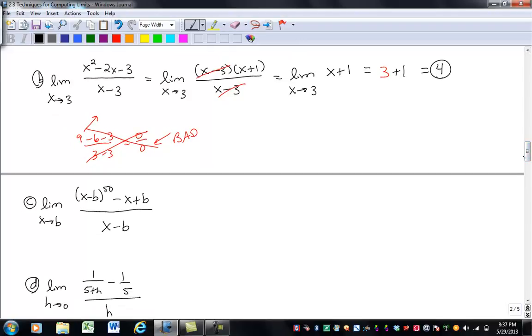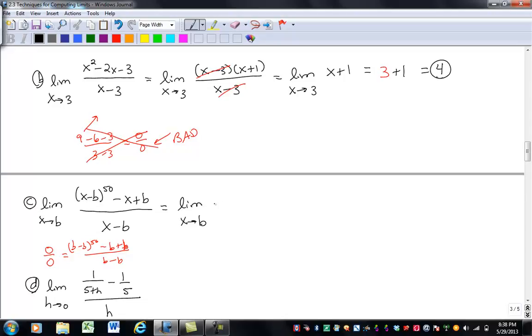C is more of the same, but C is a weird one. C is just a tricky one to factor. If you look at the bottom, you see x minus b. So I'd like to cancel that x minus b, because when I plug in b, I get 0 over 0. When I plug in, every x gets replaced by a b. I end up with b minus b to the 50 minus b plus b over b minus b. That's what I end up with if I replace every x with b, which is a big 0 over 0.